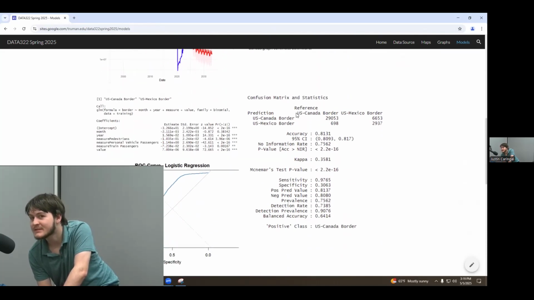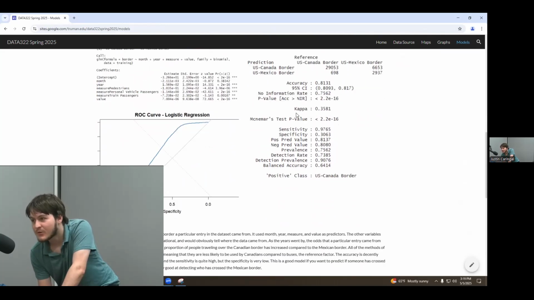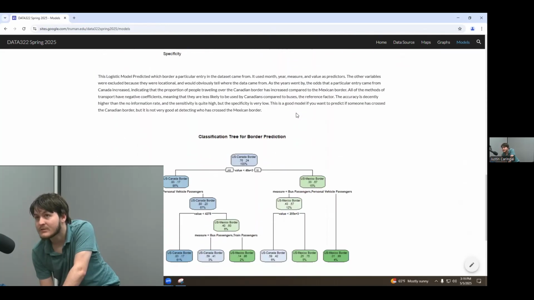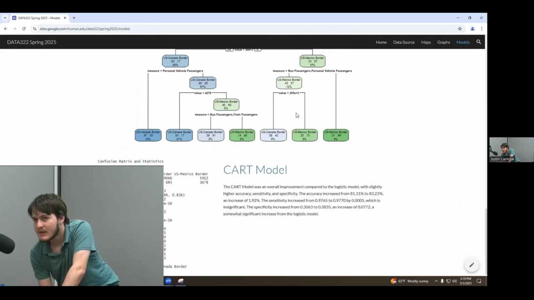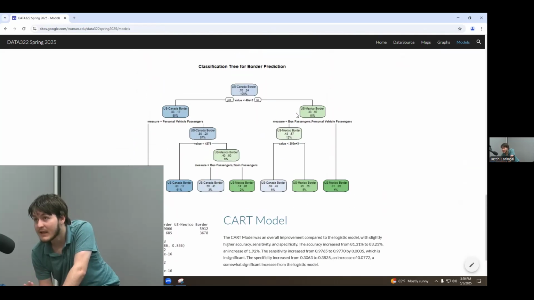I also used a logistic model as well as a CART model to model whether or not a particular crossing was from Canada or from Mexico. And these models were kind of accurate, but the no information rate was extremely high, so it's difficult to say exactly how accurate they were. They were mostly useful for detecting differences between the different borders and what kinds of crossings they have.